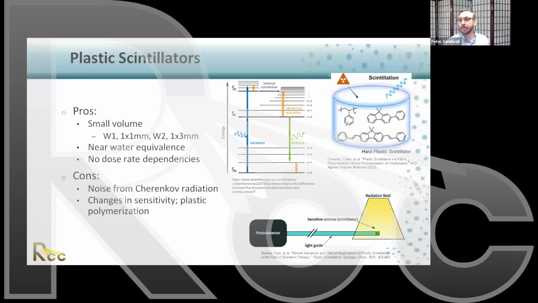There are also changes in sensitivity. There's polymerization that occurs in that plastic, which darkens it over time. And we'll talk about that in relation to GAFchromic film. But that changes over time. And then there's limited vendors. Really, it's only Standard Imaging for the W1 and W2. And this new company, MedScint, they just developed something. I don't know if it's out there yet, but this is an up and coming device, small volume, near tissue equivalent. It's cool.